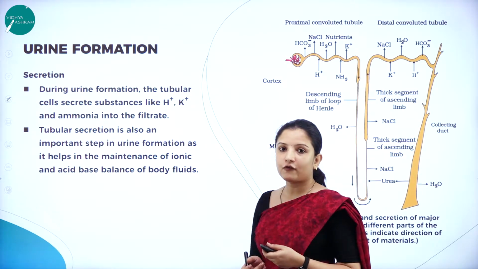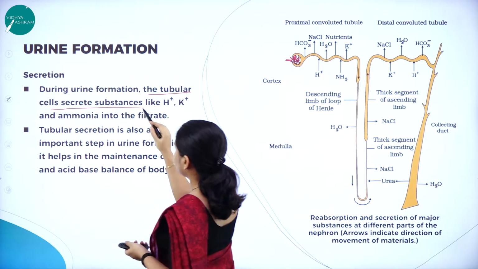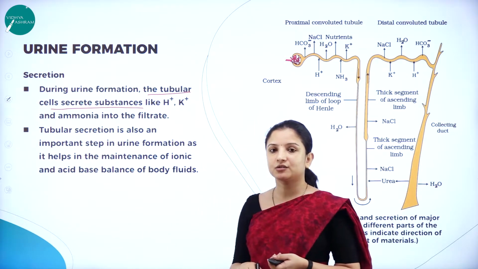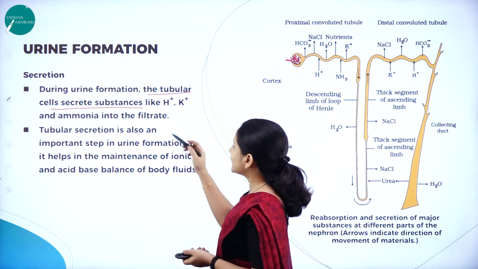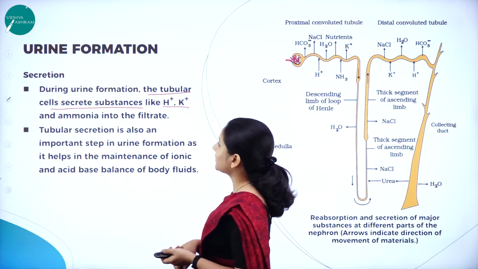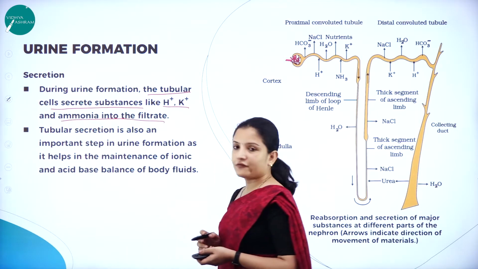So during urine formation, the tubular cells secrete substances. So what are the tubular cells? We have the distal convoluted tubule and all that. They secrete certain substances like hydrogen ions, potassium ions, and ammonia into the filtrate.